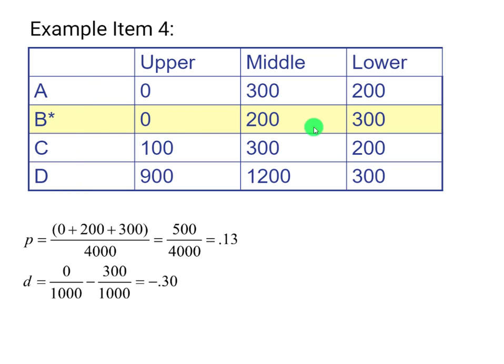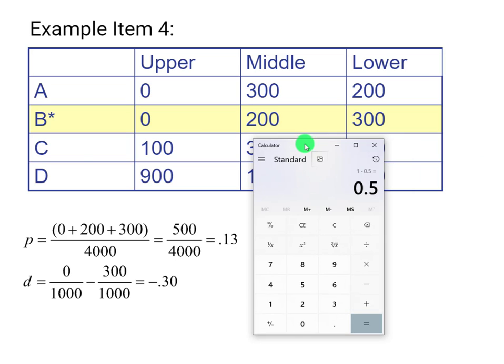So the last one is, here are the options, A, B, C, D. B is the correct response. So for this one, we're going to calculate the difficulty number. I have 500 out of the 4,000, and none of these numbers have changed. 4,000 got the answer correct. So right now I'm looking at a difficulty index of about 13%.